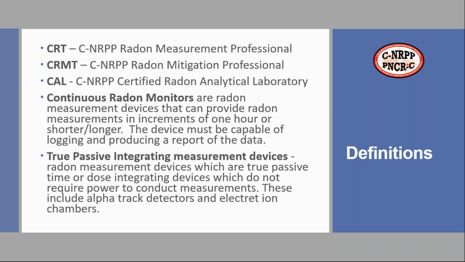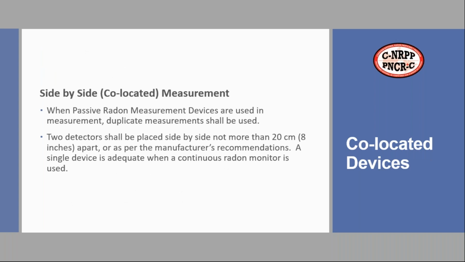True passive integrating measurement devices are radon measurement devices which are true passive time or dose integrating devices which do not require power to conduct measurements. These include alpha track detectors and electret ion chambers. Another important definition is the concept of side-by-side or collated measurements. When a passive radon measurement device is used, duplicate measures shall be used.